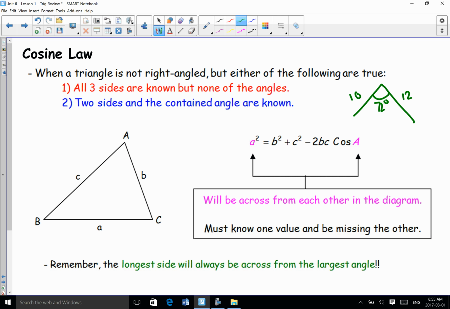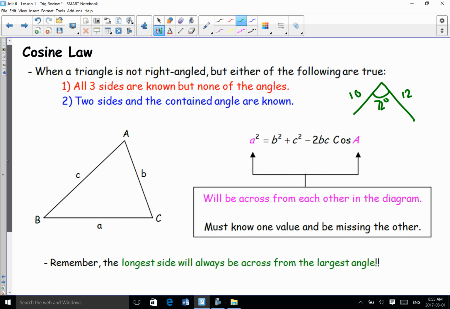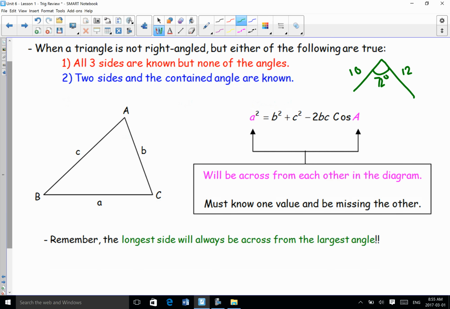In the cosine law, the things that were important were the a values. So, some reminders. When we label a triangle, big letters are angles, small letters are corresponding opposite sides. In the cosine law, the key ones are these two, because they have to be across from each other, and you have to know one of the two and be trying to find the other one. So either you're looking for the small a because you know the big A, or you're looking for the big A because you know the small a.